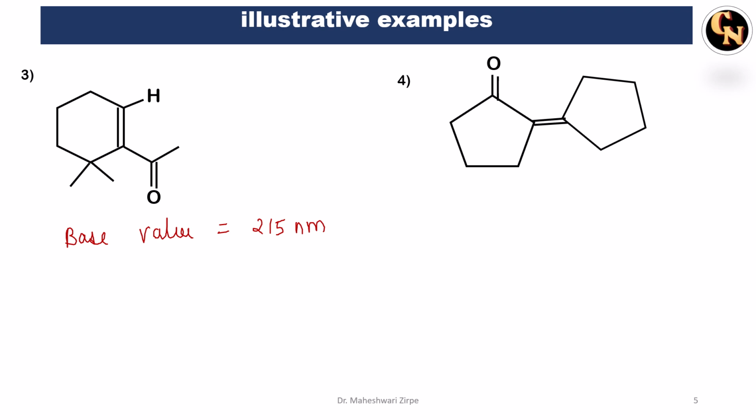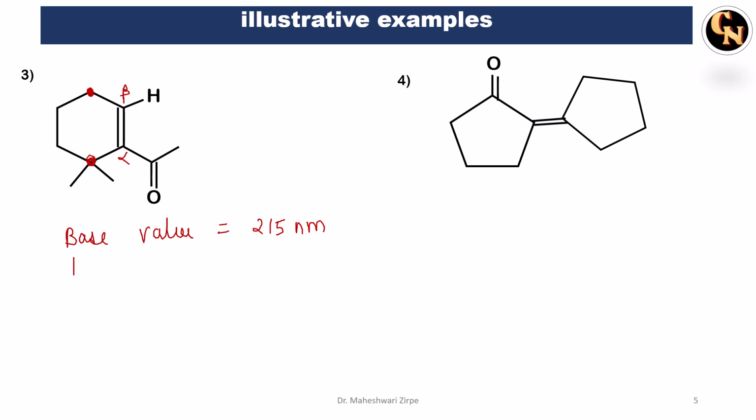So you will find there is no extension here, as there is only one alpha beta unsaturation. There is no extension, so no conjugation extension, and we will not add any 30 nanometers in this. But if you see, this carbon is your alpha carbon and this is your beta carbon. On the beta carbon there is a substituent, that is the CH2 group here, and on the alpha carbon we also have one substituent.